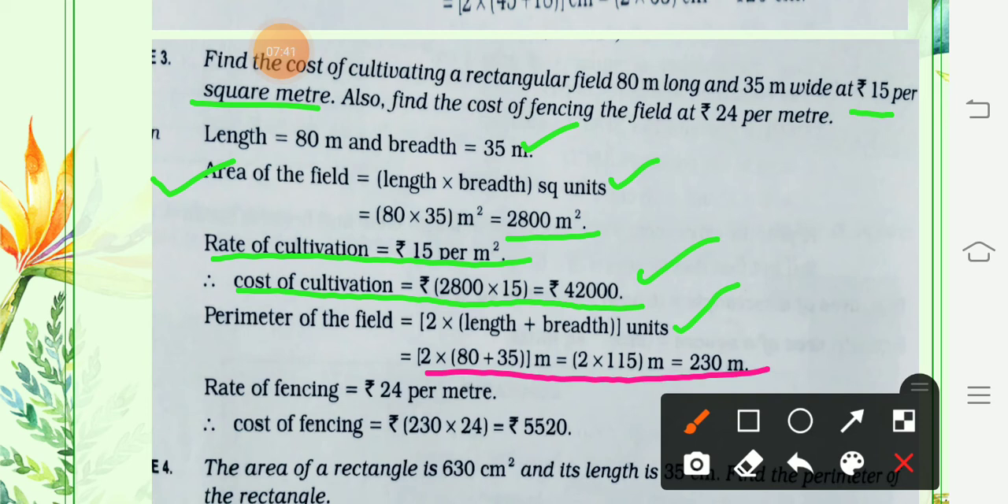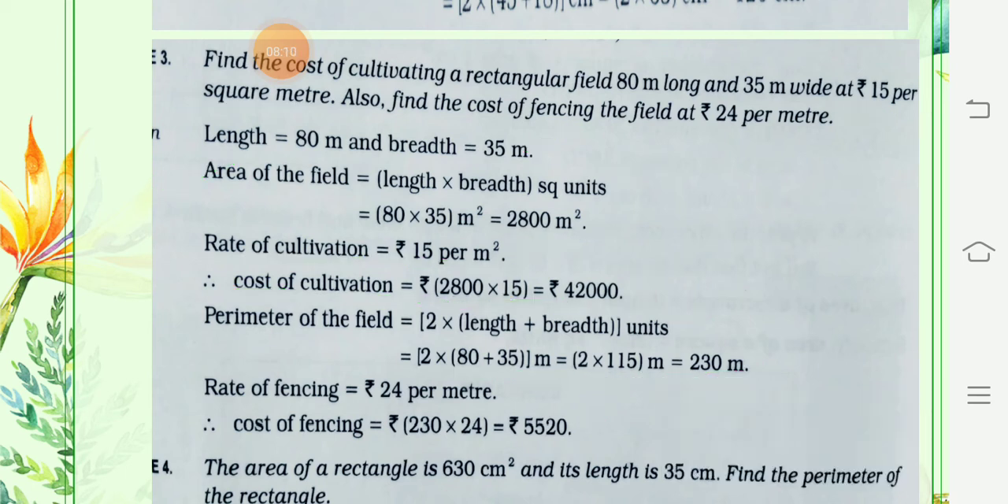And the rate of fencing is rupees 24 per meter. So total cost of fencing is rupees 230 into 24, we get the answer 5520 rupees only. It's okay students. So in this question, I want to repeat, cultivating word we face and fencing, which we have already familiar. So to find out the cultivating, area; to find out the fencing, perimeter. Let us move with this good concept.